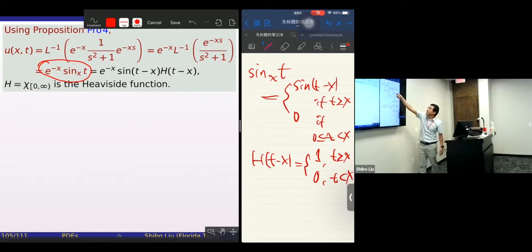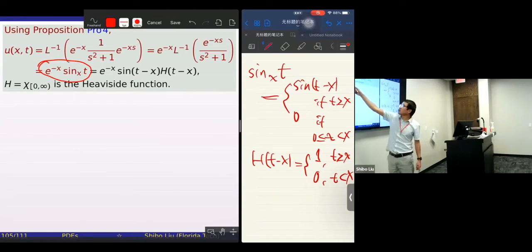So you see that sine t minus x times this H is precisely our sine xt. So this is why the Heaviside function is very useful. We can use the Heaviside function to express such kinds of functions. Anyway, this is the solution.